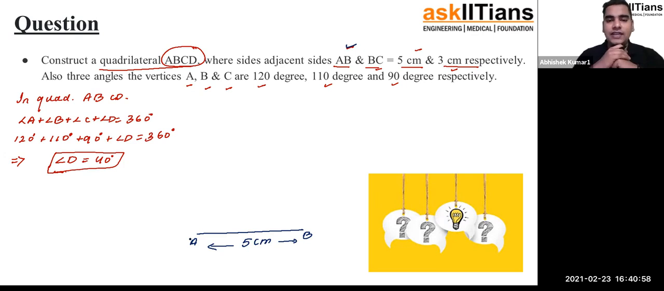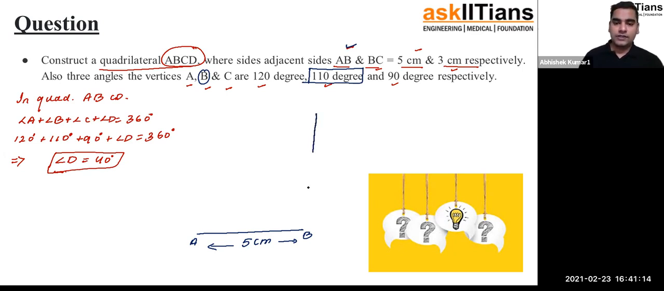Now, what is the value of angle B? Angle B is provided to us, that is equal to 110 degree. So you have to draw an angle equal to 110 degree using protractor. This angle is 110 degree. Understood? So we have drawn 110 degree. Now this is A, this is B, and here we are going to have the vertex C.